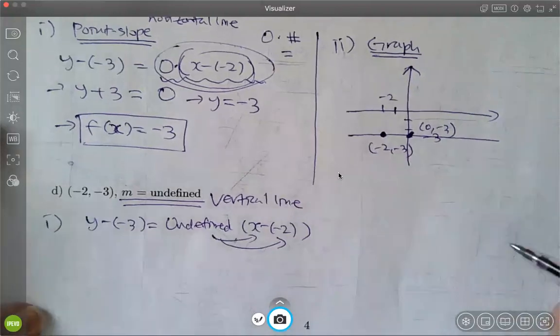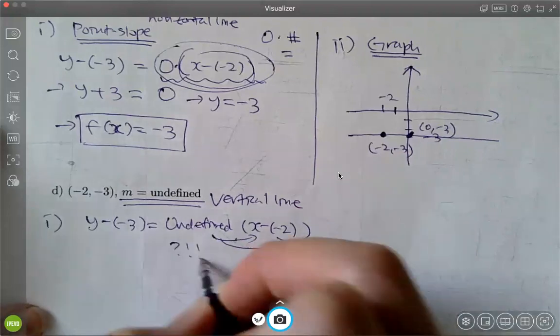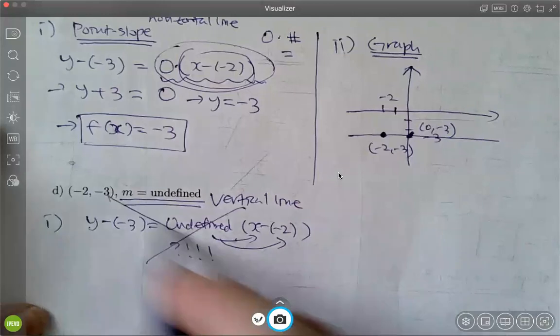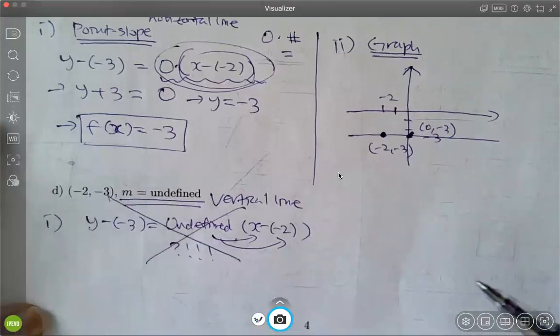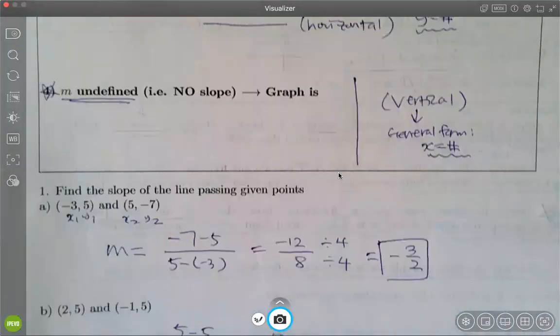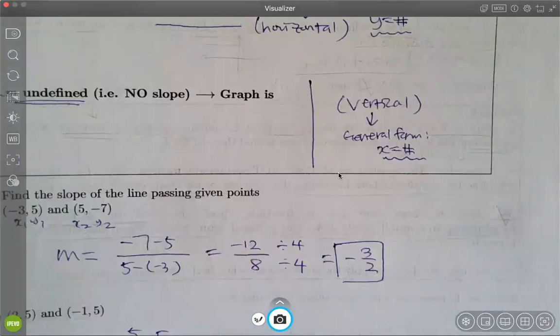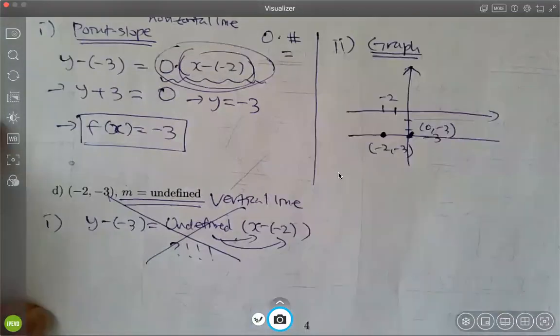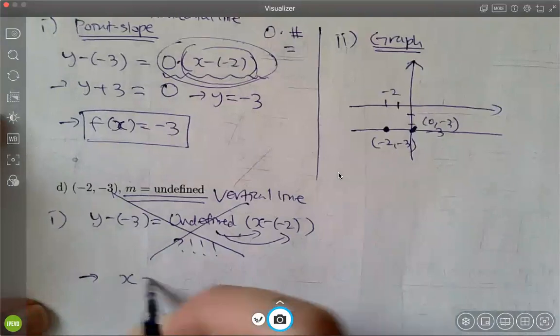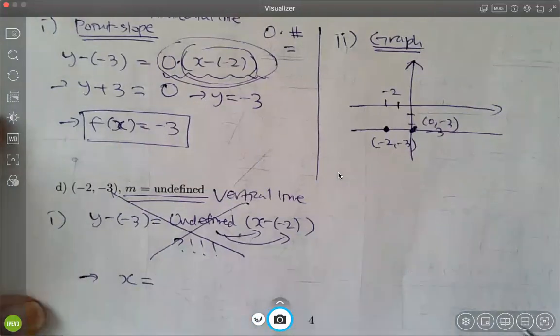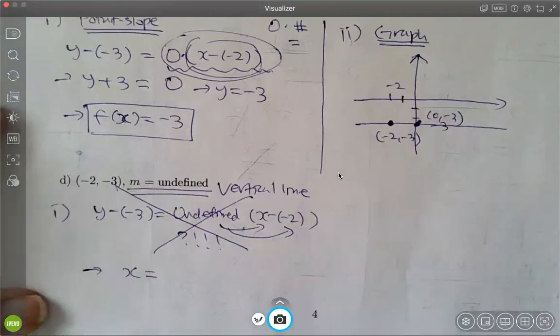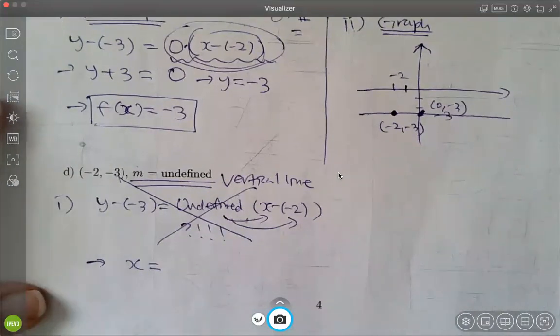So y equals undefined x plus undefined 2 minus 3 or something? Is it something weird here? Yeah. What is this? Okay. So this looks terrible. So this is kind of a bad approach. Now, go back to this page here. Any vertical line has the form x equals a number. Okay, so what does that mean? It has to have x equals some number, right? Can you guess what that number should be? -2. -2, yes.